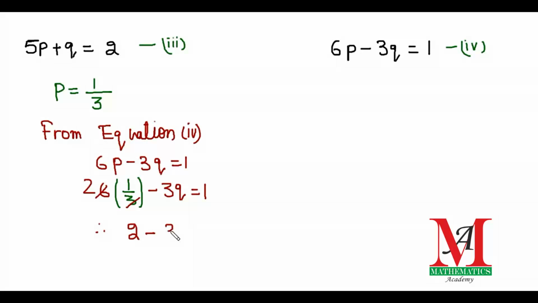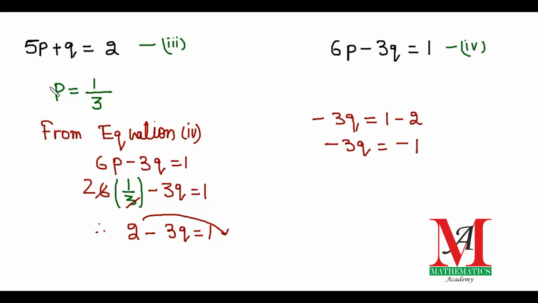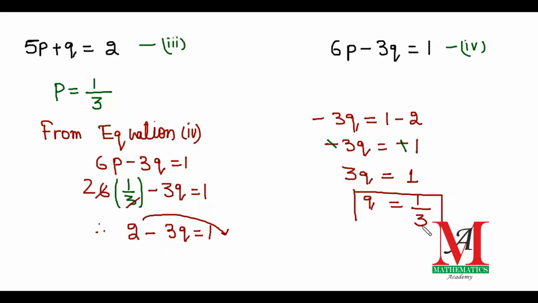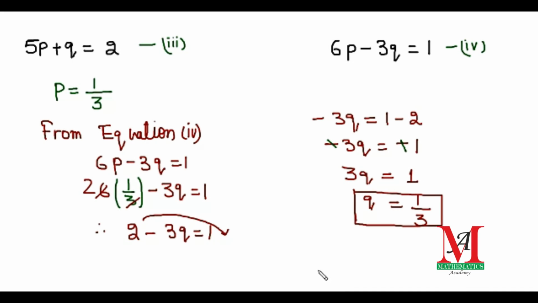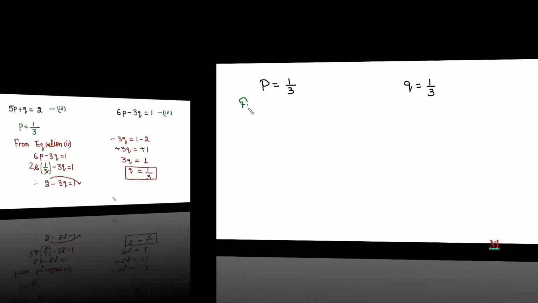So 2 minus 3q is equal to 1, and you know that 2 from the left is shifted towards the right, changing its sign, and minus 3q is equal to 1 minus 2. On solving, minus cancels with minus, and 3q is equal to 1 and q is equal to 1 upon 3. Now we have the values of p as well as q, but we need the values of x and y.